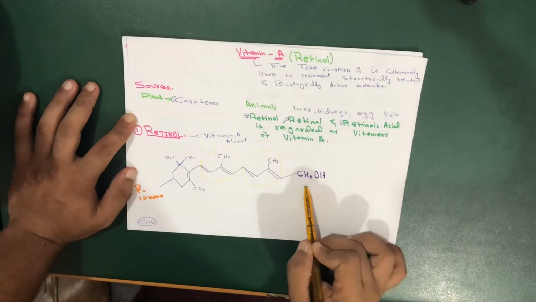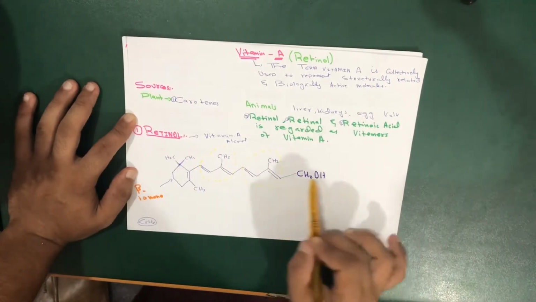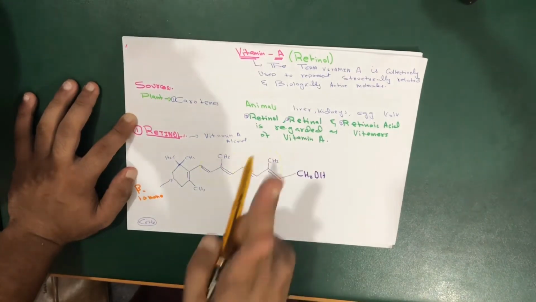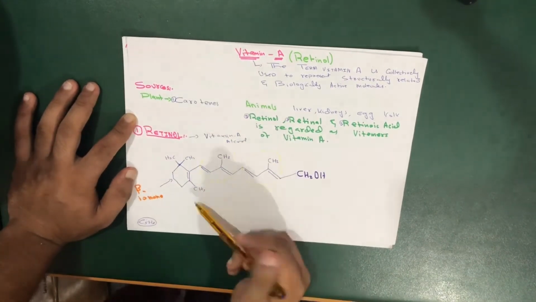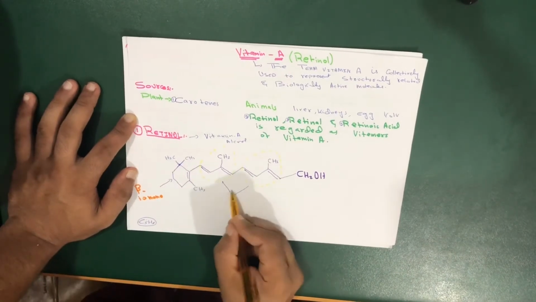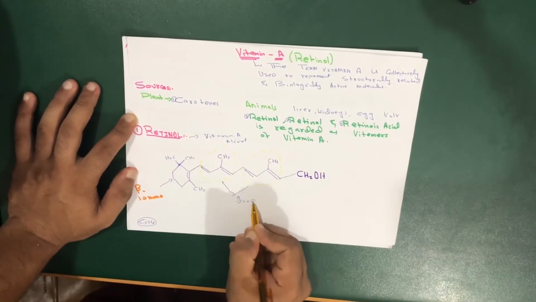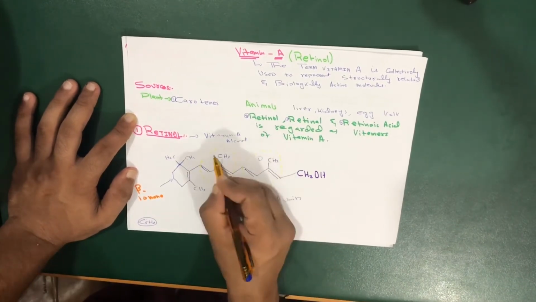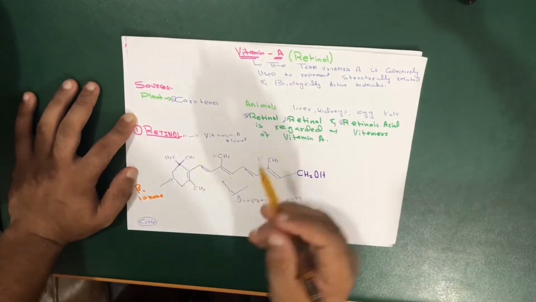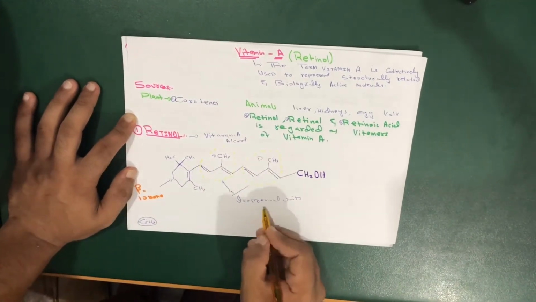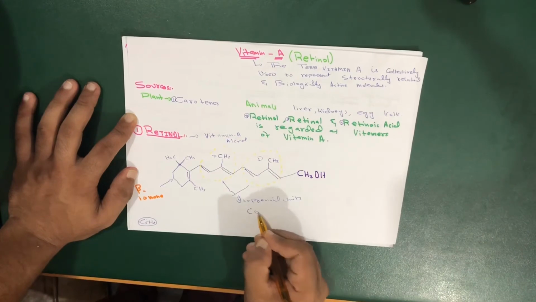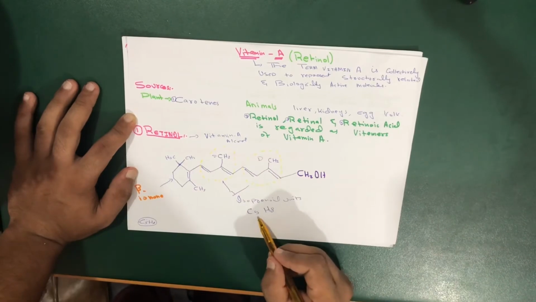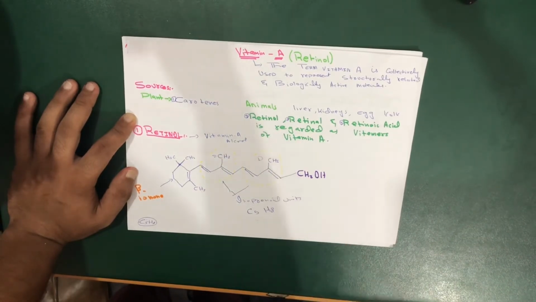Again, retinol is a primary alcohol having a beta ionone ring. The side chain has two isoprene units. These both are two isoprene units, one is this one and one is this one, which I have highlighted in yellow. So what is an isoprene unit? The formula for an isoprene unit is C5H8. What does that mean? It contains 5 carbons, 8 hydrogens, and has 2 double bonds.